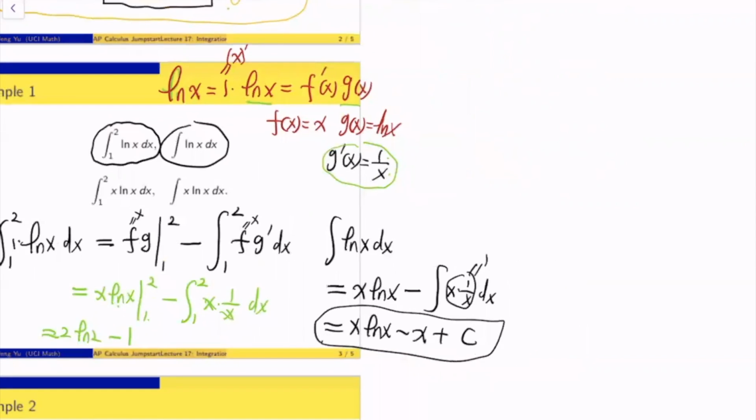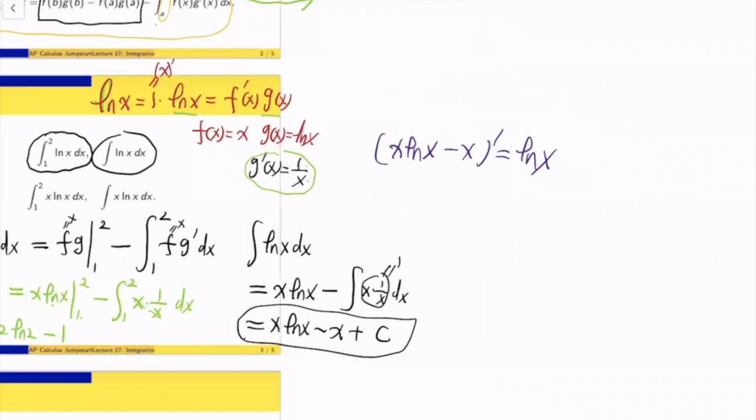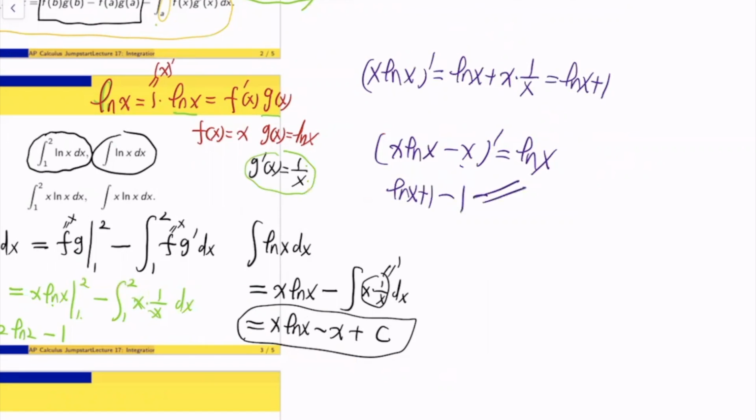You can double check whether it is indeed true that the derivative of this is log x. You can use the product rule. If you take the derivative of this one using the product rule, it is log x plus x times 1 over x. So it's log x plus 1, right? And then minus the derivative of x, which is 1. So indeed, it's log x.